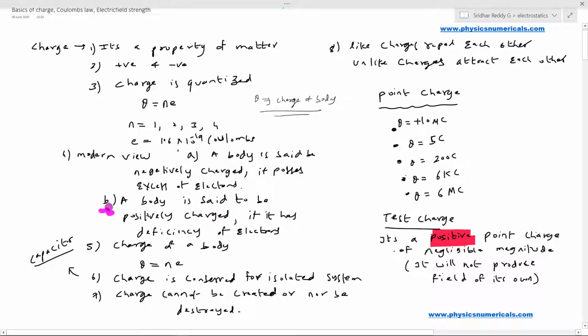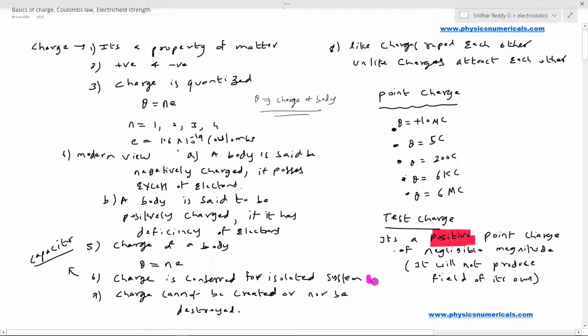And there's a modern view. So we'll stick to the basic model: I'll give a positive charge, I'll give a negative charge, but there is nothing called giving a positive charge. Removing electrons will make the body positively charged. Adding electrons will make the body negatively charged. As usual, the charge of a body will be integral multiples of the charge of an electron.